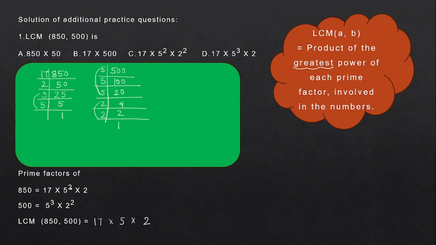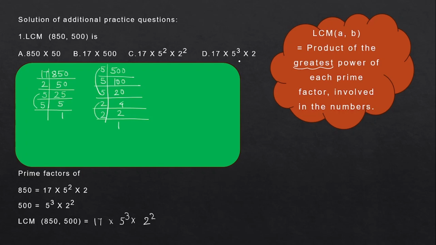5, here it is 5 power 2, here it is 5 power 3. I'll take the greatest power. 2, here it is 2 power 1, here it is 2 power 2. The greatest power is 2. So the LCM of 850 and 500 is 17 times 5 cube times 2 square. Is it in the option?